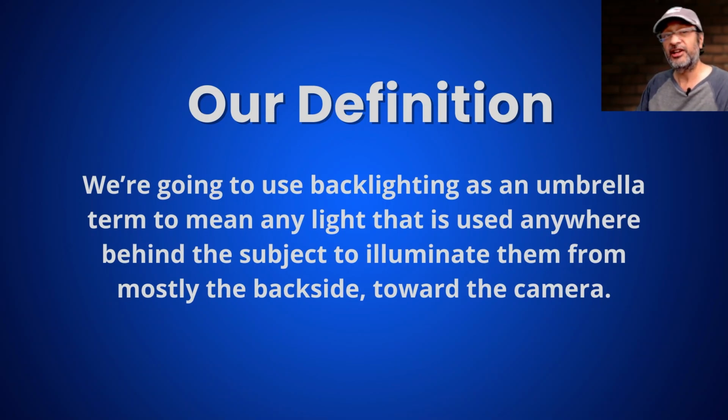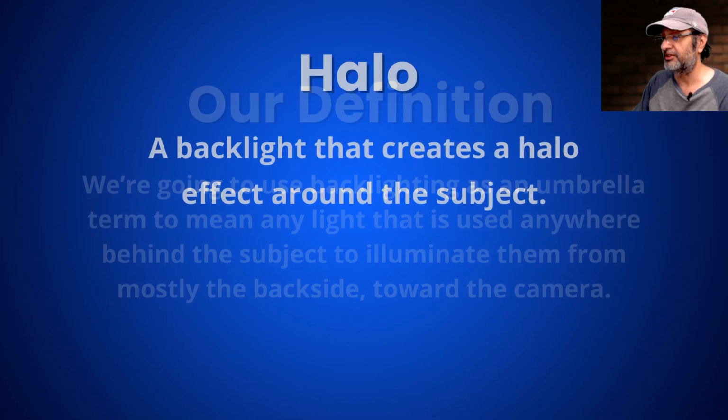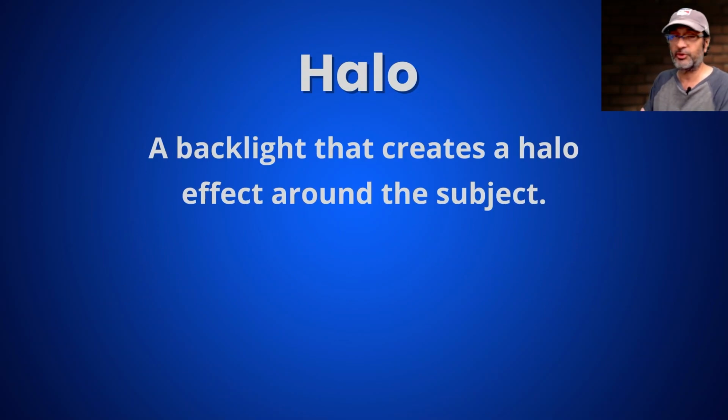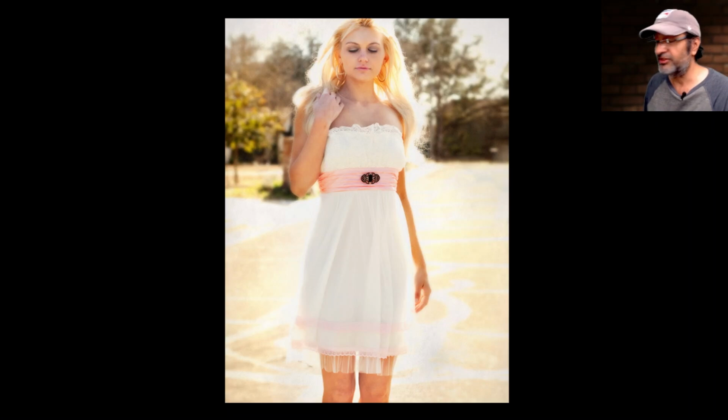So let's talk about different types of backlighting effects, and we're going to start with kind of an unusual one for these days, and that's halo. This is a backlight that creates a halo effect around the subject. There are different types of halo effects, but in this case, I wanted to talk about an old school one, going way back to the late 70s, the 80s, where you're basically lighting up the hair and just creating a halo effect that way.